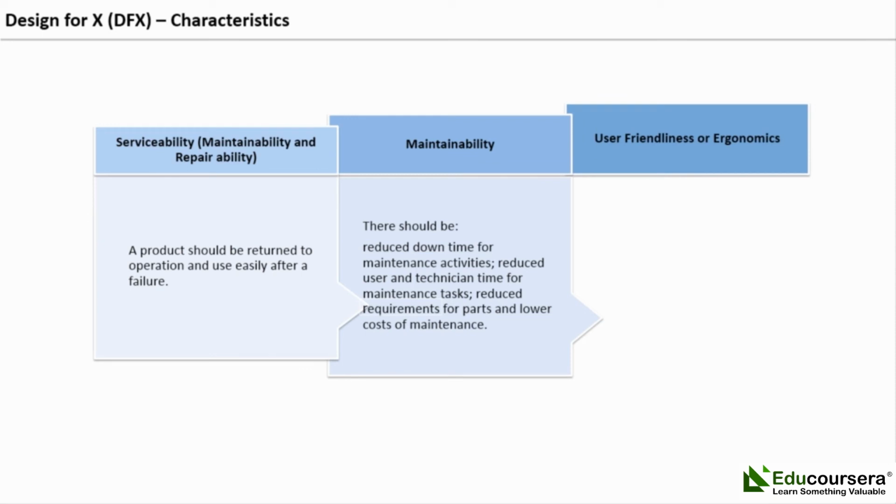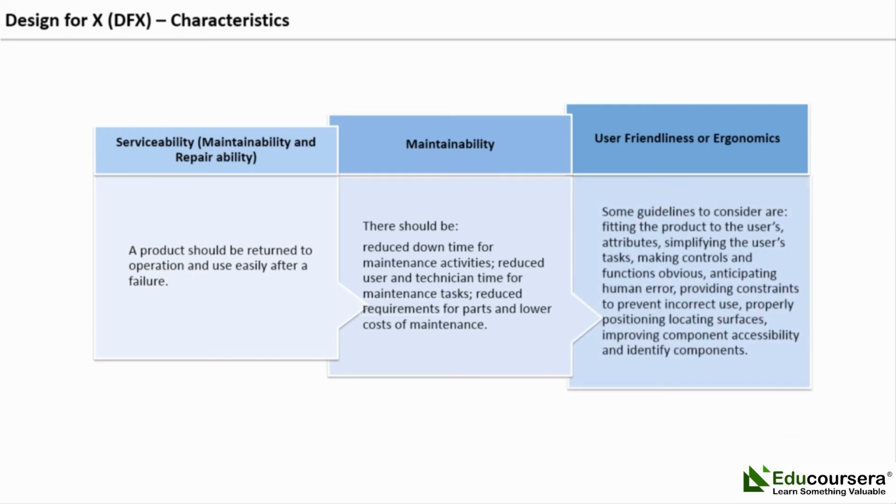User-friendliness or ergonomics. Human factors engineering must fit the product to the human user. Some guidelines to consider are fitting the product to the user's attributes, simplifying the user's tasks, making controls and functions obvious, anticipating human error, providing constraints to prevent incorrect use, properly positioning locating surfaces, improving component accessibility, and identifying components.